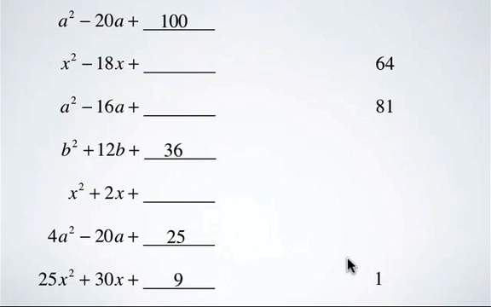36 goes here. 12 divided by 2 is 6. Divided by the coefficient in front of the b is just 1. So 6 times 6 is 36.